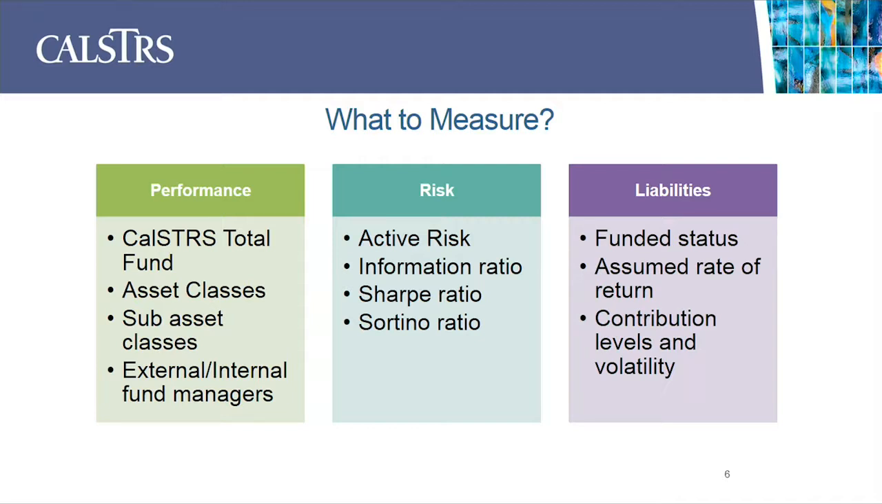You've seen some of that in the reports, but we want to look at the absolute risk of the organization, volatility. That's usually defined as the active risk or the tracking error, information ratio, and on a liability basis, because we're a pension fund, what is our funded status, our assumed rate of return, and the contribution levels and the volatility of those levels. So really, it's important to measure not only across investment performance, but across risk and liabilities of the total fund.